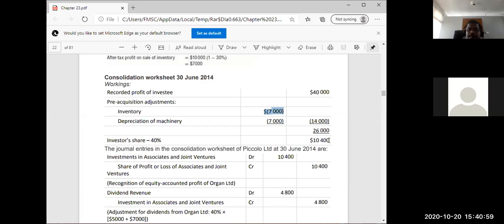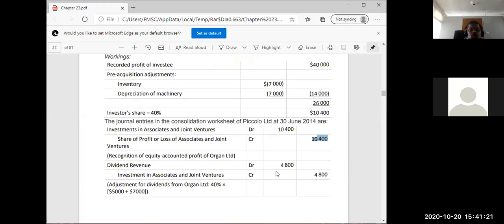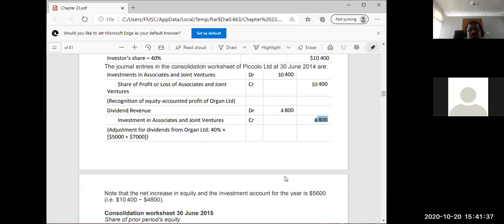So this is the share of profit for the first year. How do you record it? You debit the investment in associate joint venture, that is 10,400, and you credit the share of profit or loss of associate joint venture 10,400 in the investor's books. And of course dividend revenue you put as income, and investment in associate 4,800, as you are reducing it from the investor's books.